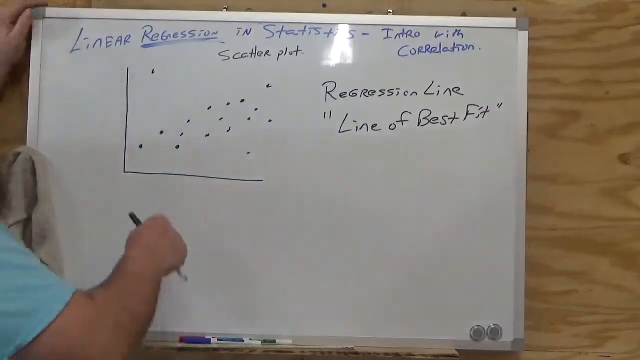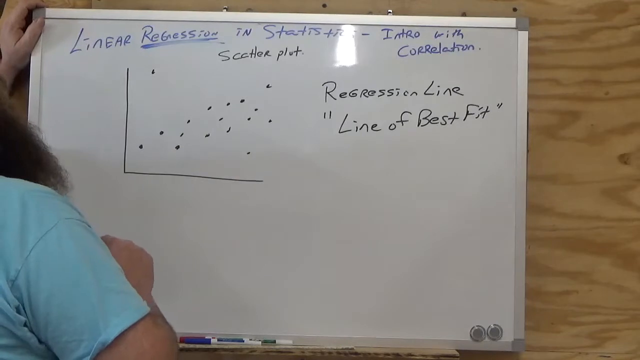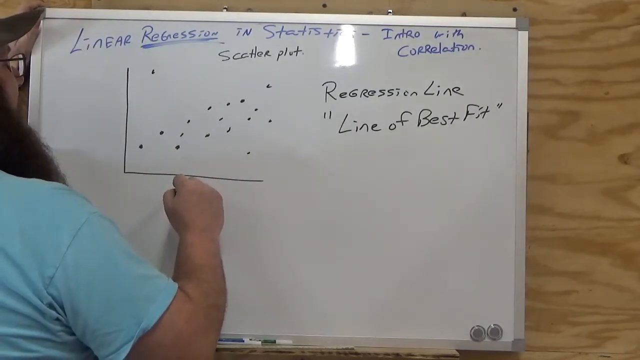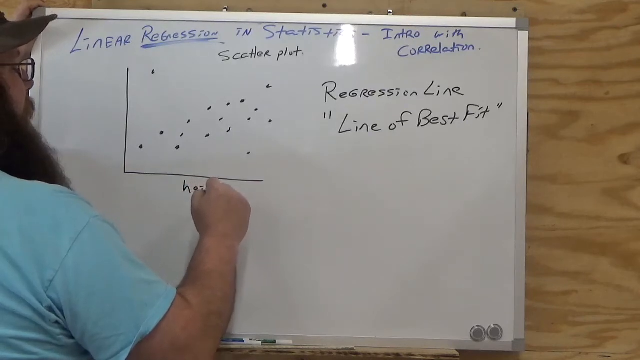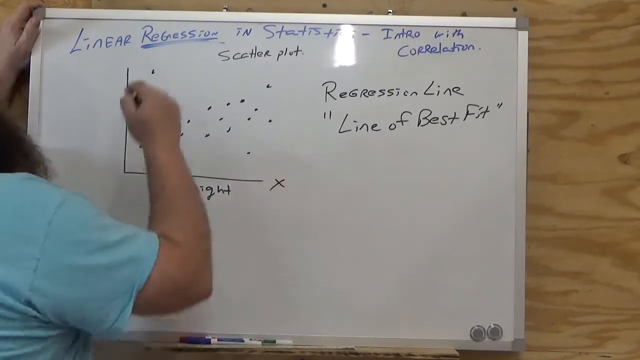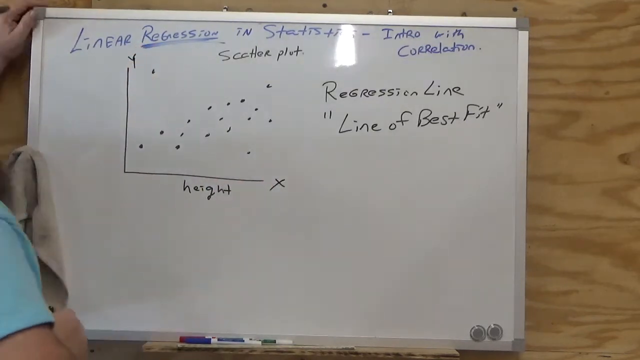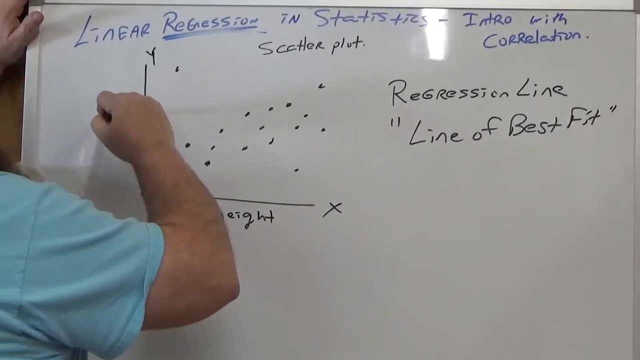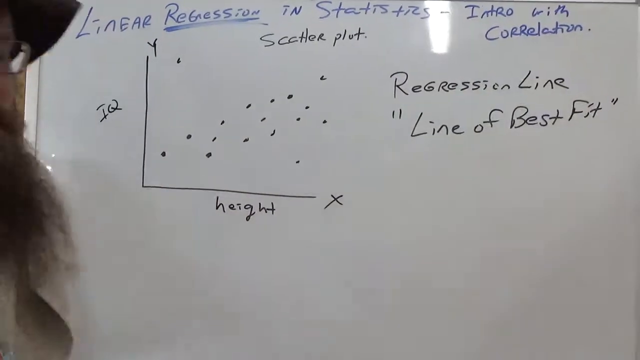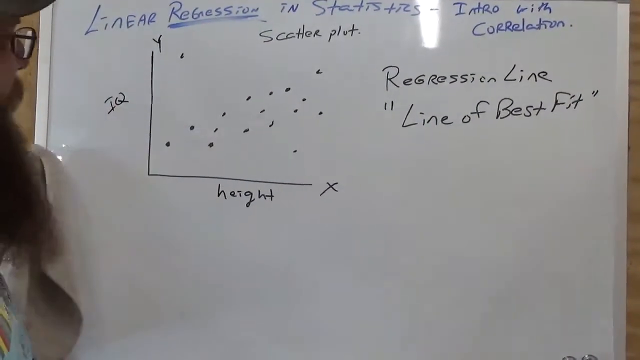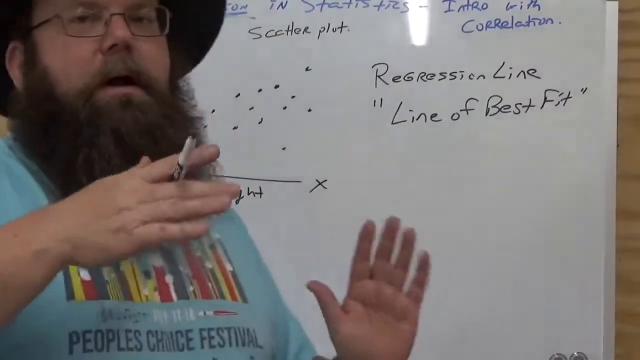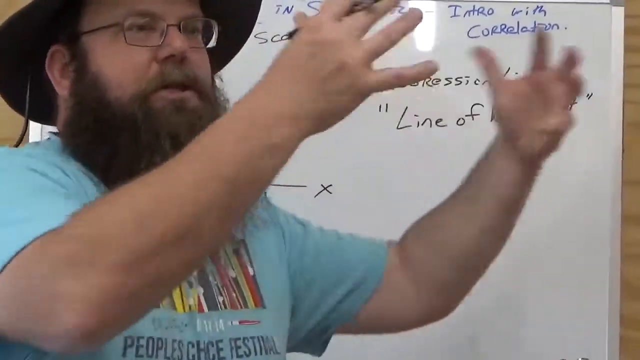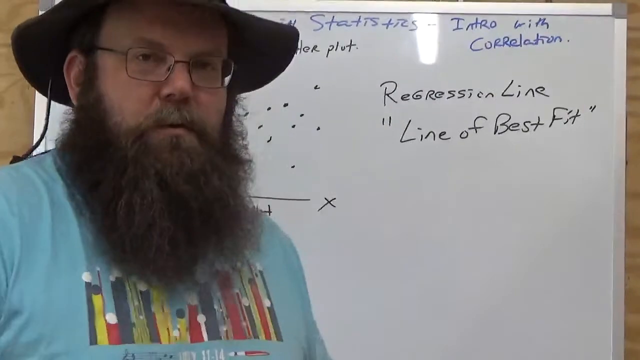Okay? Maybe down here is, I don't know, a person's height on the x-axis. And maybe the y-axis is their IQ score or something. I don't know. I'm just making stuff up. So we plot that, and you want to try to say, well, does one thing imply another? Is there a relationship between these two things?